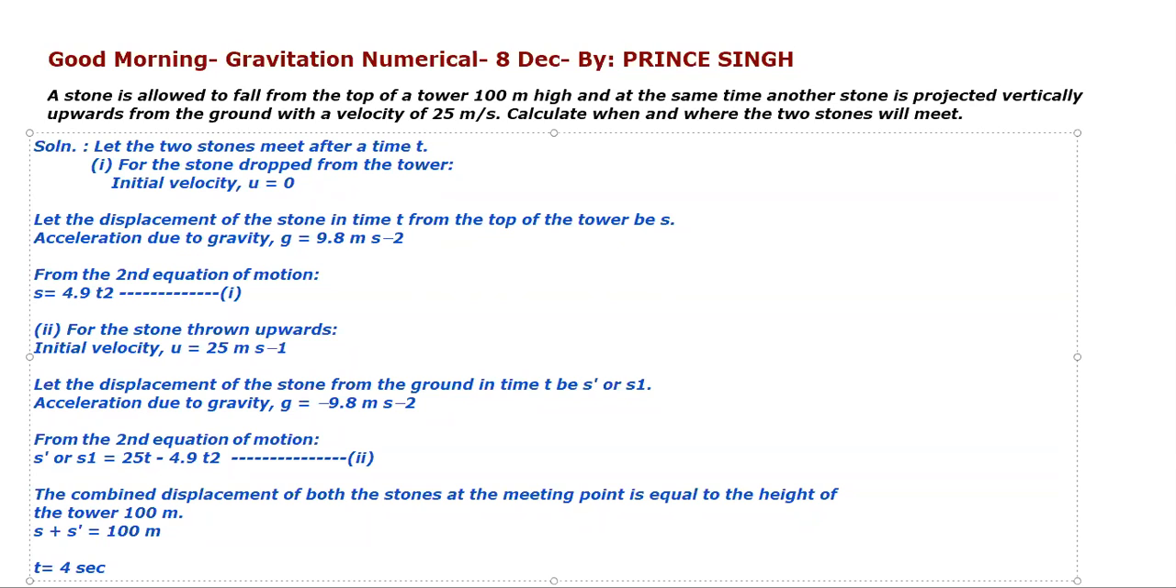We have got the value of t from equation 1 and 2. Adding the right side values of equation 1 and 2, we get the value of t. Just see the right side of equation 1 and 2. Equation 1 is 5t square. Equation 2 is 25t minus 5t square. Add both to get 100 meter.